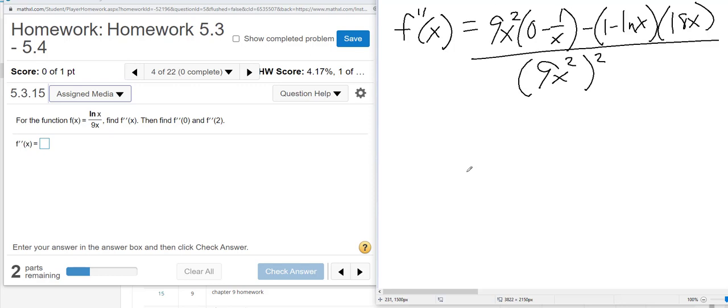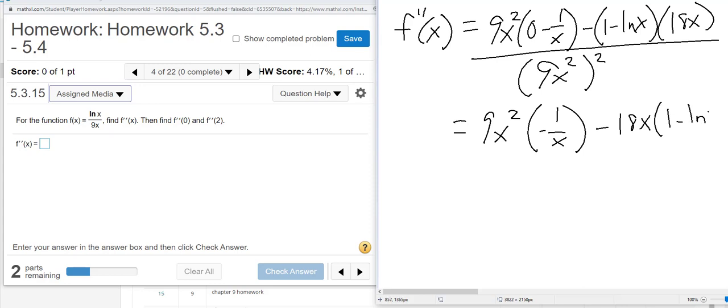So a little cleanup again. I've got a 9x squared, and this is going to just be a negative 1 over x. And here I'm going to move my 18x to the front so that in the next step I can distribute it. So minus 18x times 1 minus the natural log of x. All of that is over 9 times 9, 81, x squared squared, x to the 4th.